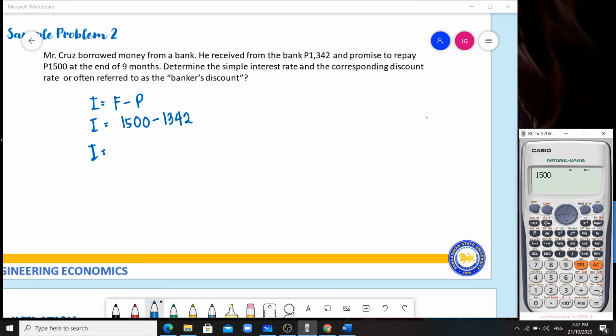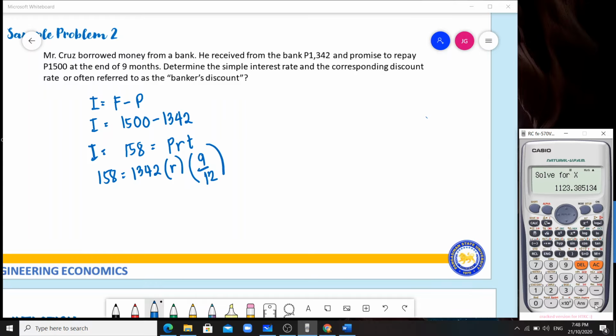1,500 minus 1,342 is 158. So, 158 is equal to PRT. 158 is equal to P, which is 1,342, times the simple interest rate, and the time is 9 over 12. So, 158 equals 1,342 times alpha x times 9 over 12.